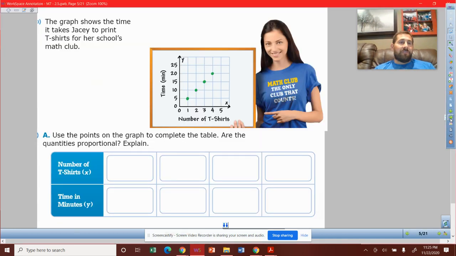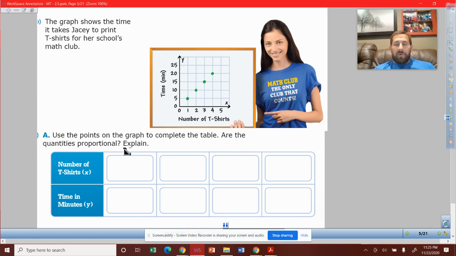All right, so here's our solve it. The graph shows the time it takes JC to print t-shirts for her school's math club. So you can see number of t-shirts and then the time it takes. So 1 t-shirt, 5 minutes, 2 t-shirts, 10 minutes, 3 t-shirts, 15, and so on. Use the points on the graph to complete the table.